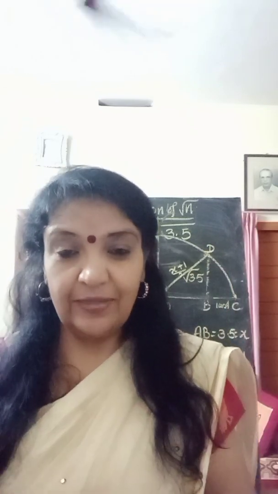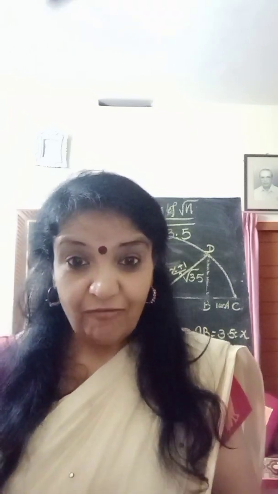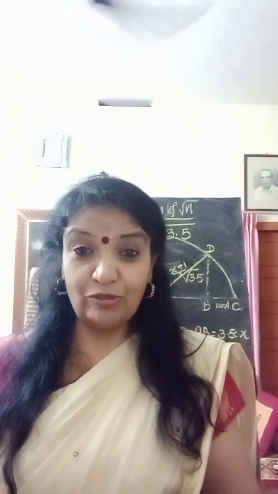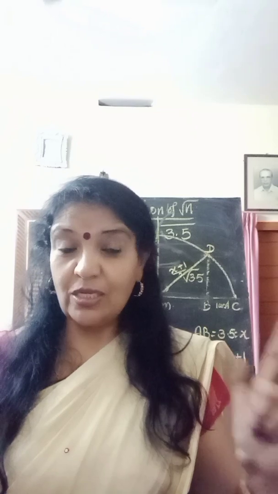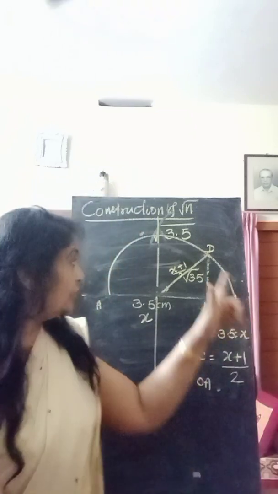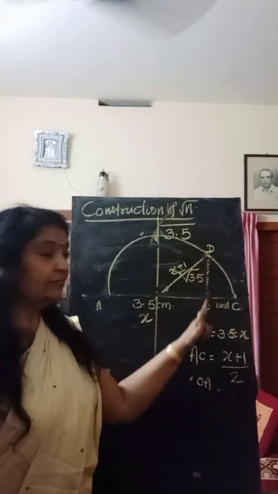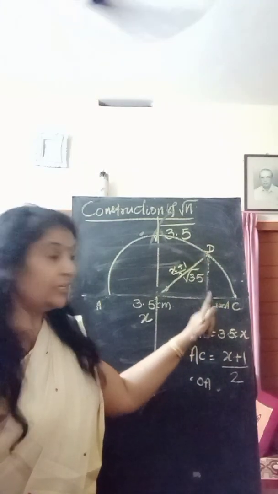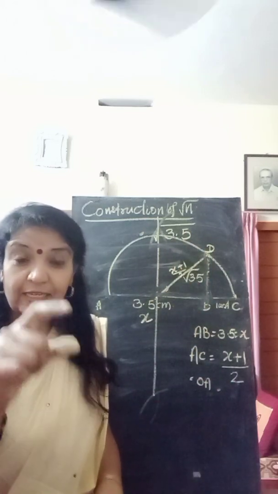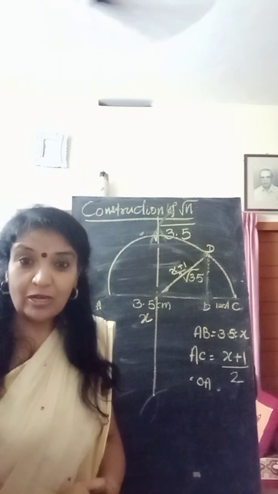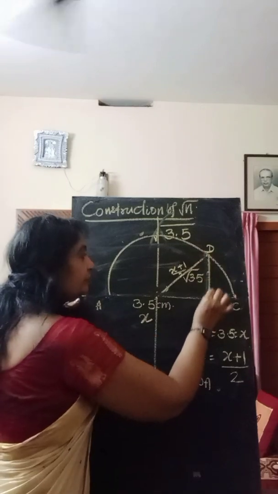Then the last step. What is the last step? From B, you have to draw a perpendicular line which touches the semicircle at the point D. Join BD. BD is the perpendicular line. So BD is your required length, that is the required square root number.